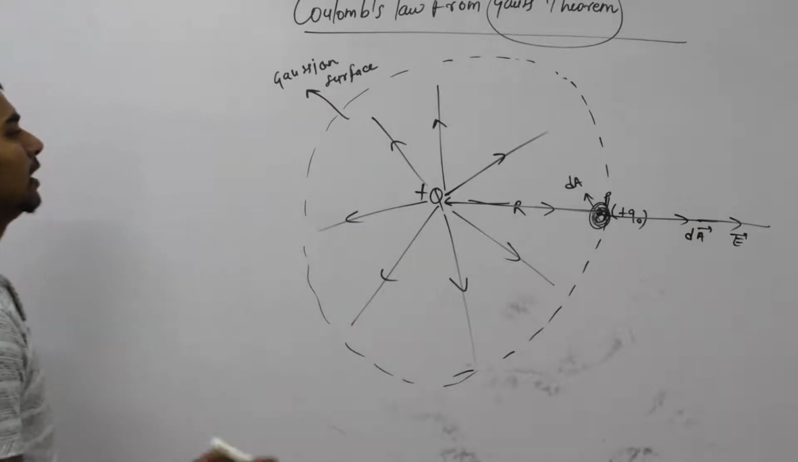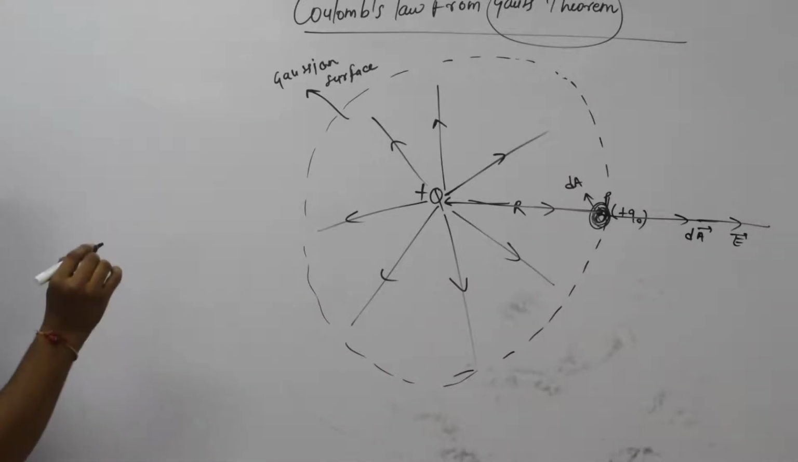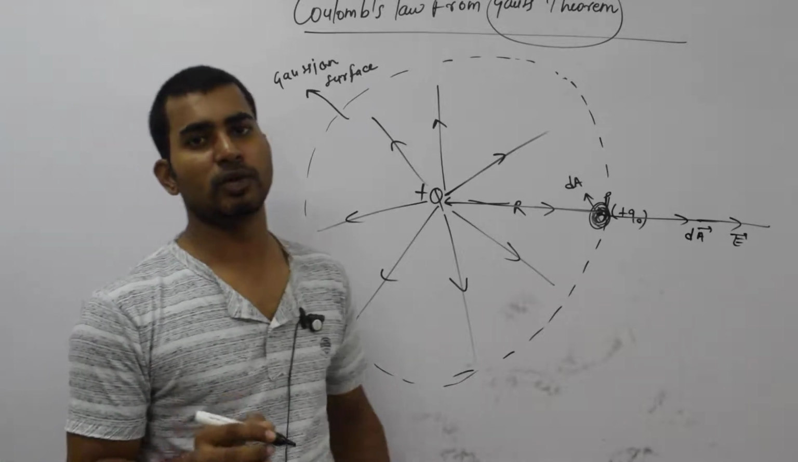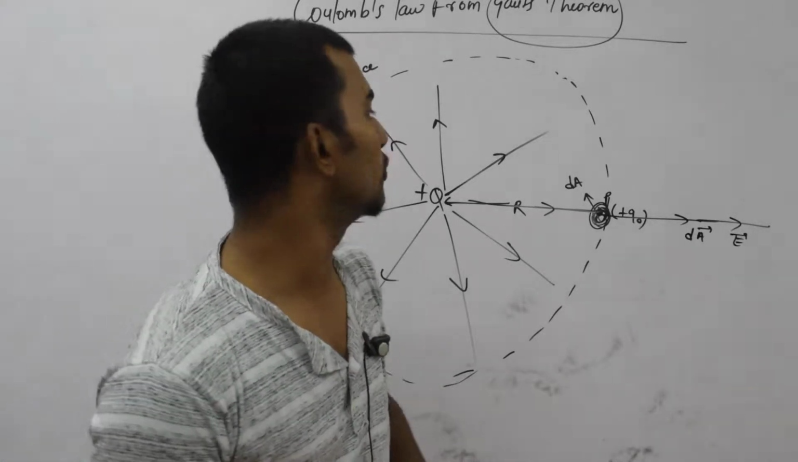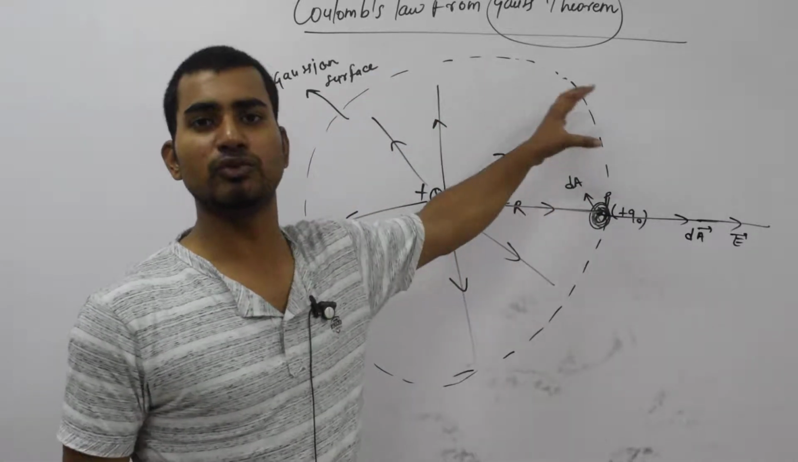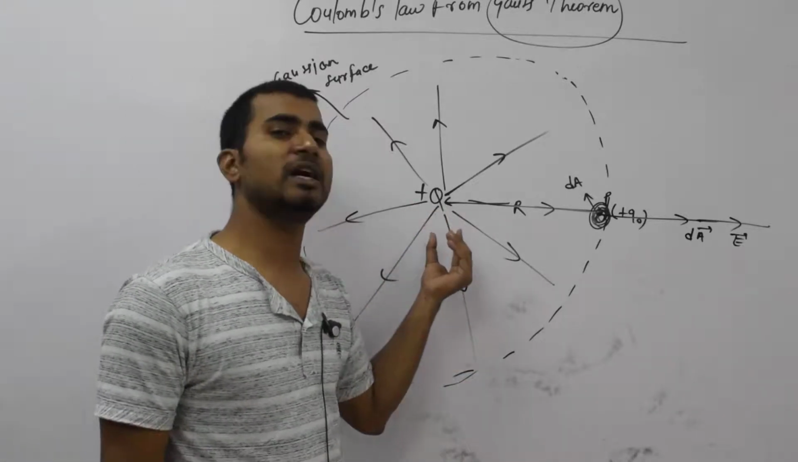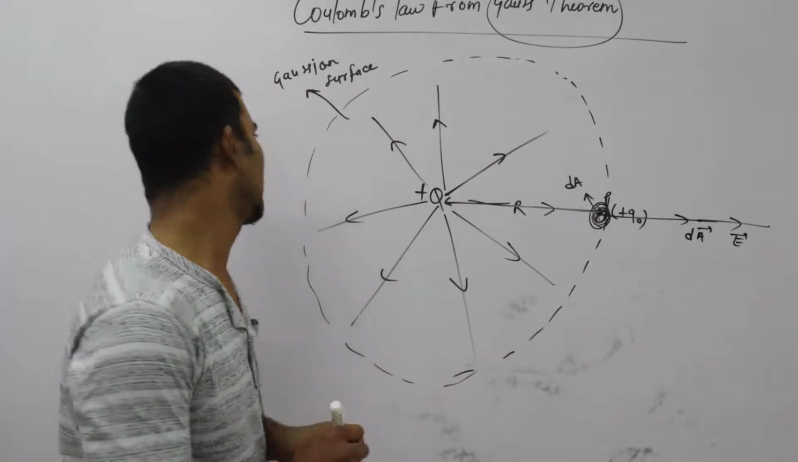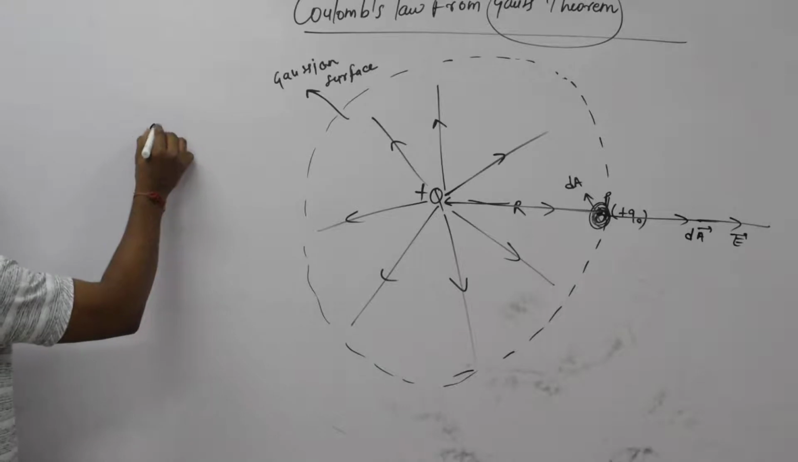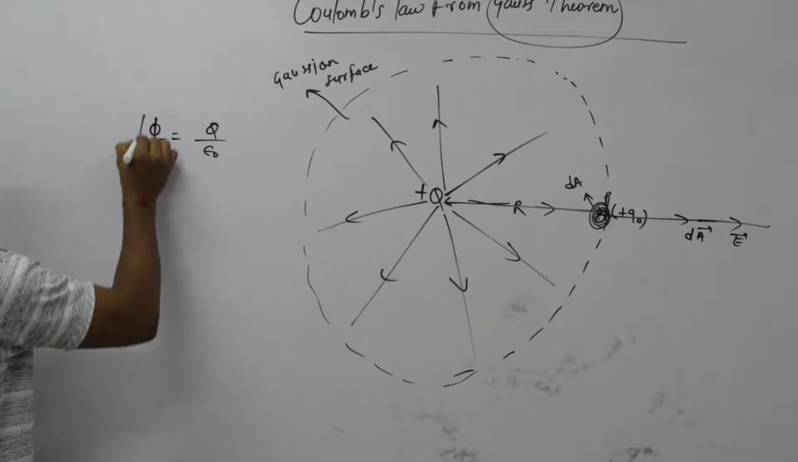Now, we know that the total electric flux passing through any closed boundary, or the Gaussian surface, is equal to 1 upon epsilon naught times the total charge enclosed by this boundary. So from the Gauss theorem we can write phi E is equal to Q upon epsilon naught.